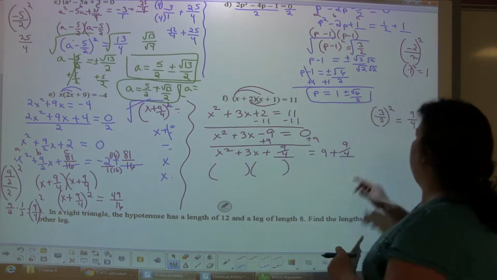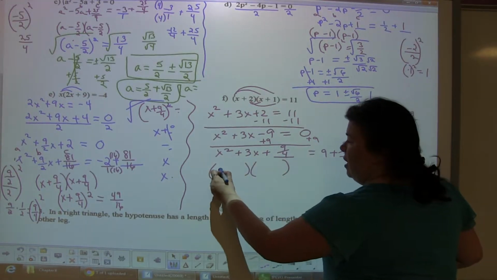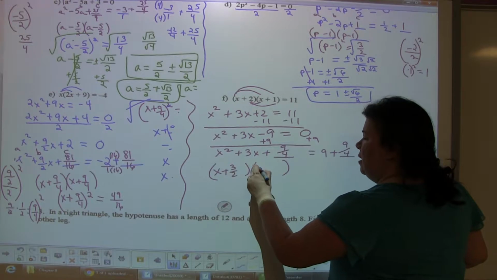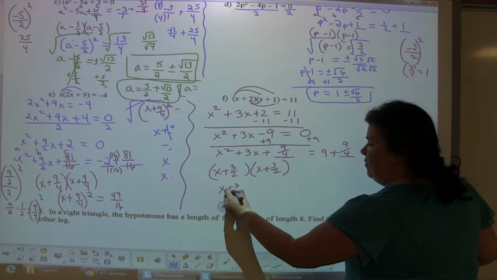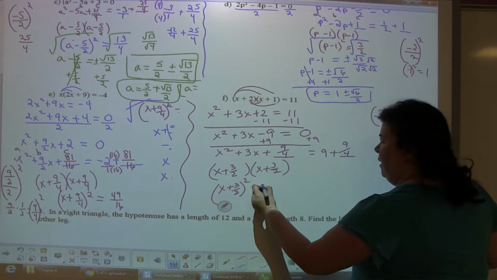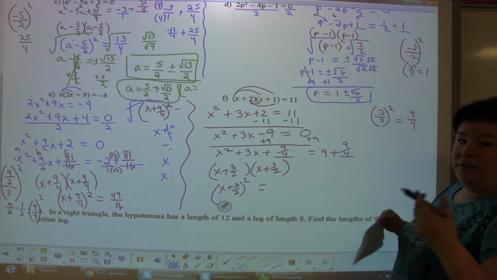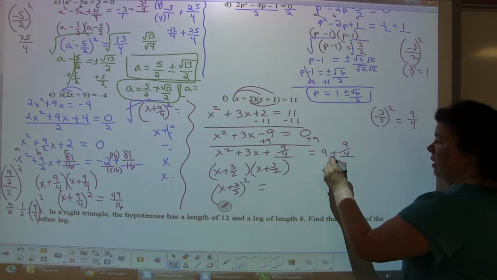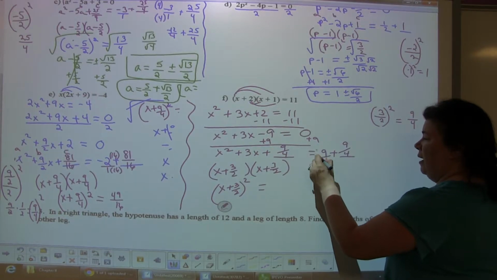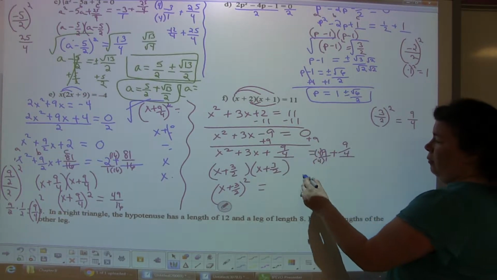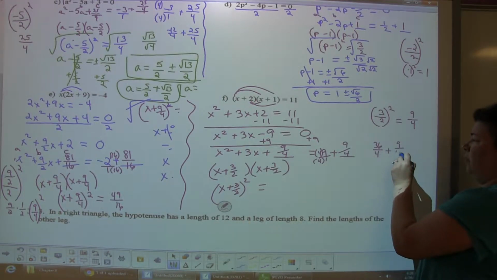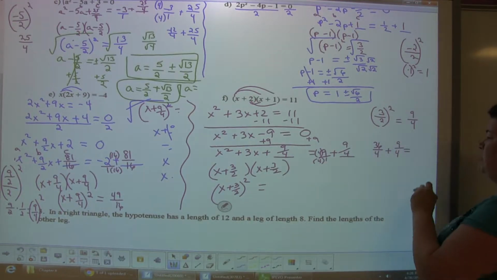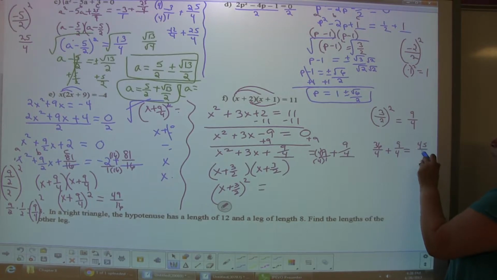Well, this is 3/2, so we're going to use x plus 3/2 times the quantity x plus 3/2 and get x plus 3/2 quantity squared. And that equals 9 plus 9/4. Again, we always need the same denominator, so if we multiply top and bottom by 4, we're going to get 36/4 plus 9/4, which is 45/4.